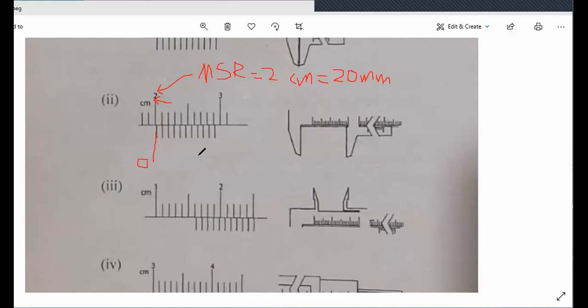Now, according to this figure, what is the coincide number? 2, sir. The coincide number is 2. You see? Right. Next line: the coincide number is 2. If you want, please take a screenshot.